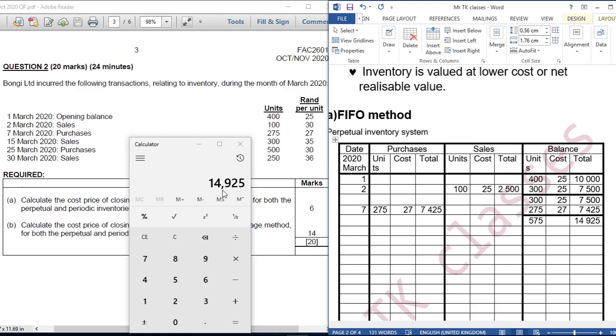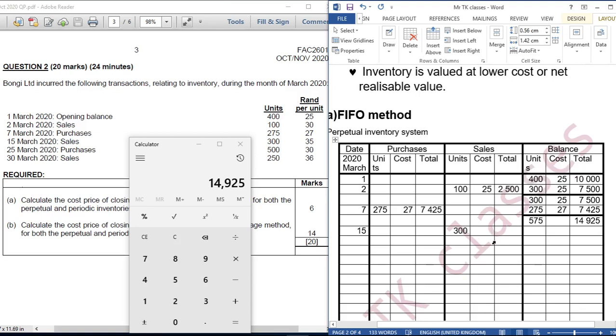Okay, I need to skip a line here. Transaction on the 15th. Right. So on the 15th, this is what happened. We sold 300 items. So now for these 300 items that were sold, remember we are using first in, first out method. And we have two batches here. So which batch is going to go out? This batch is going to go out. This one, the one that came first. Because first in, first out. So this batch is going to go out.